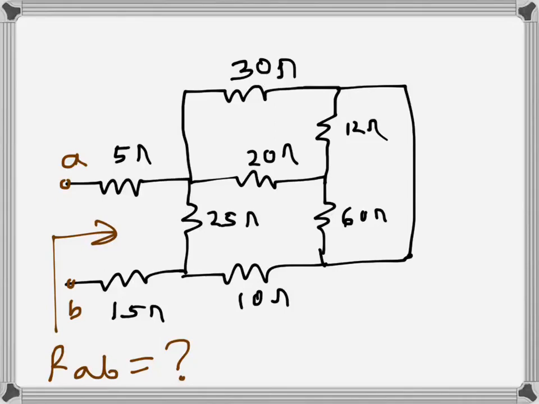We need to find the resistance RAB as seen from terminal A and B in this circuit. Here, if we notice, there is a delta connection. This is one node, this is another node, and this is the third node of the delta. In order to simplify and find the equivalent resistance, we need to convert this delta into Y.